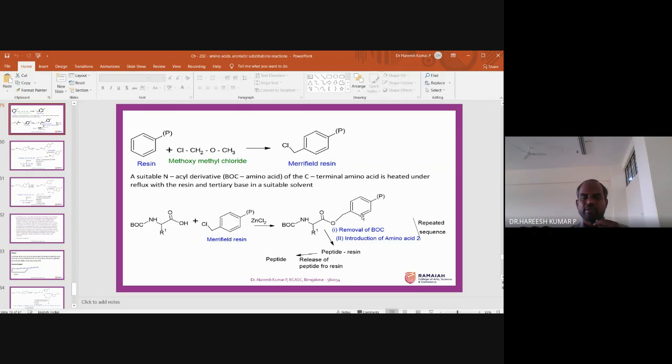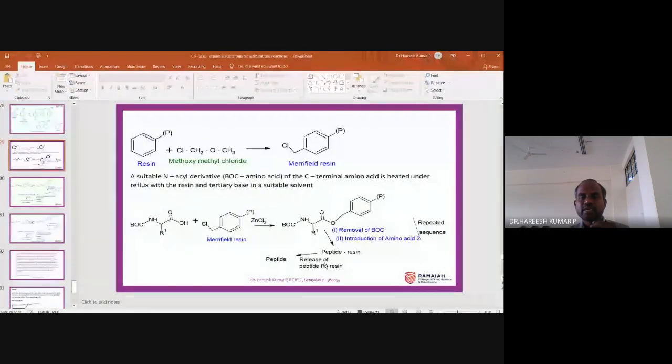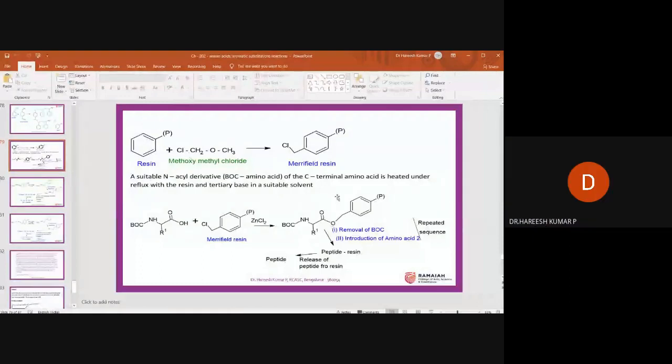Once the desired peptide is obtained, what do we need to do? We need to release the peptide from the resin, and then the peptide is obtained. So this is the principle, or the process, of solid phase peptide synthesis.